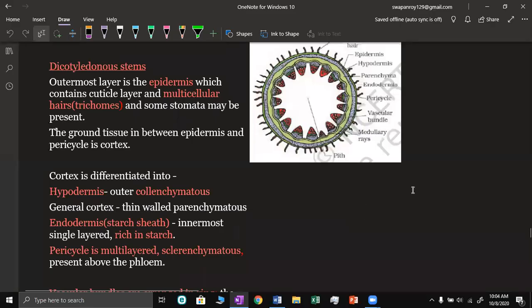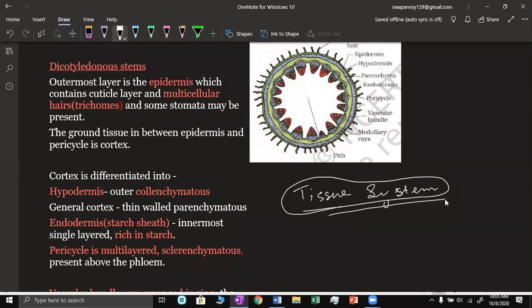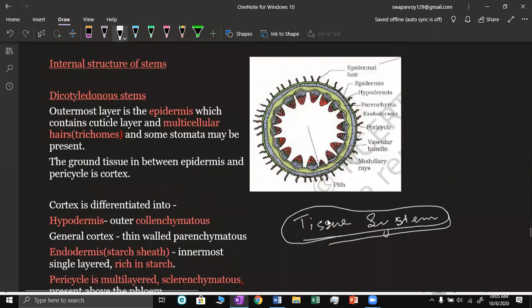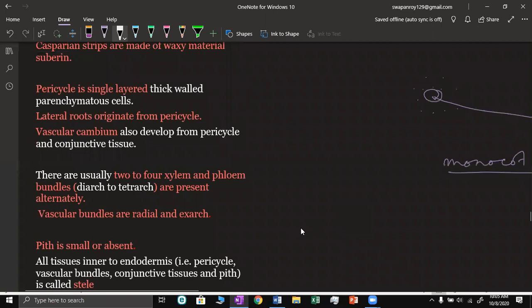Continuing from the previous class. We started the tissue system, and in that, the internal structure of all the organs of the plant we have to learn a little bit. In the previous class we learned about the root.